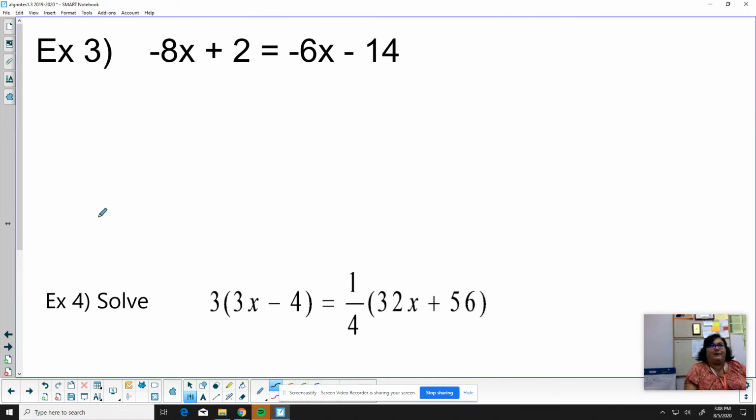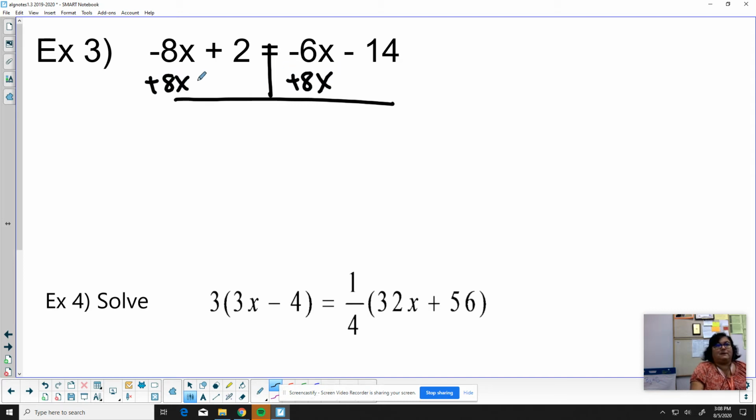All right, and number 3. Number 3, if you notice, it's got 1, 2, 3, 4 terms, 2 on each side. Okay, notice it's got an x on the left and an x on the right. So this is where I use the rule. I take the smaller x to the bigger x by adding or subtracting. So negative 8x is smaller than negative 6x. So I'm going to add 8x to both sides. Those cross out, the 2 drops, and this would be 2x, and the negative 14 drops.